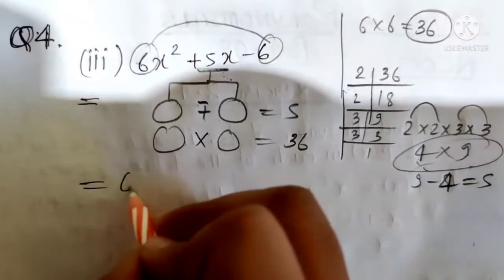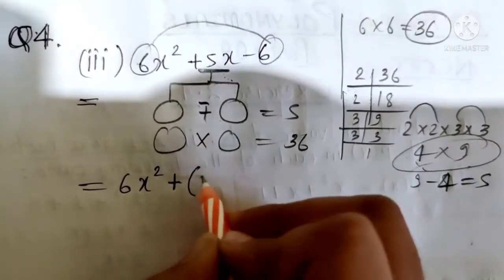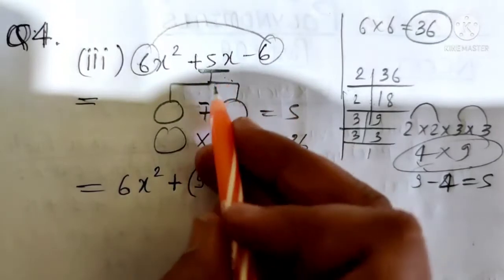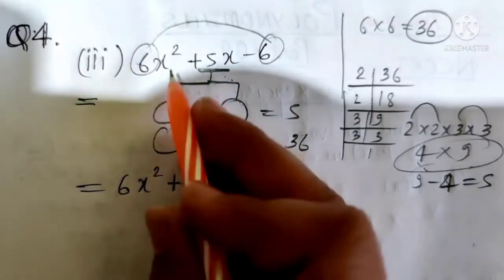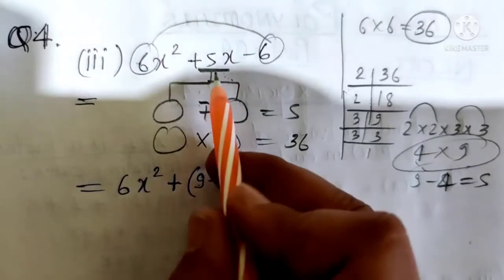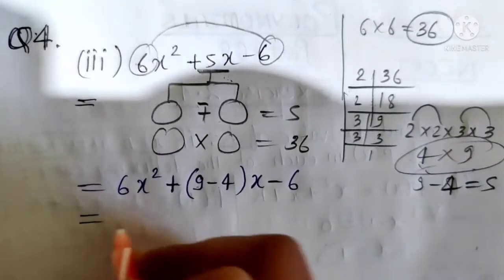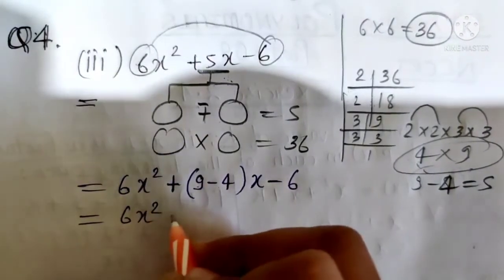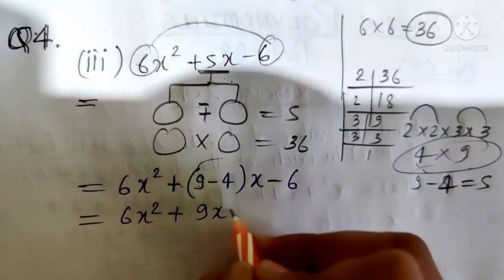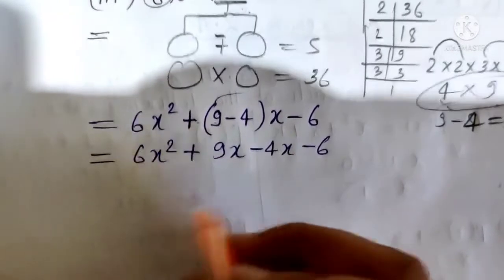So what we can write: 6x square as it is, plus, and inside we can write 9 minus 4. Why? Because 9 minus 4 is 5, the middle term, and 9 times 4 is 36, that is the product. Outside x, see, I have written it only in the place of 5. Then minus 6 is there. Now 6x square plus 9 into x, 9x, minus 4 into x, 4x, minus 6. Okay, we got this expression.